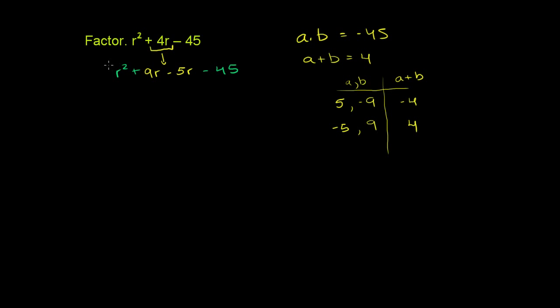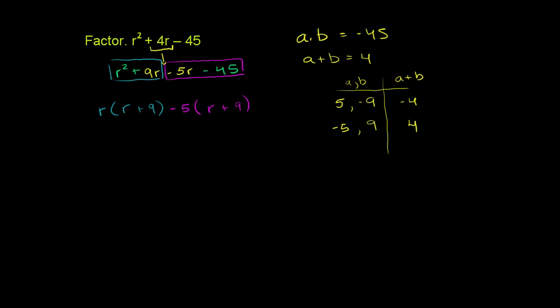So let's look at this first group right here. They both have the common factor of r. So let's factor out an r. This is equal to r times r squared divided by r is r. 9r divided by r is 9. So that's that first group. And the second group right here has a common factor of negative 5. So let's factor it out. Negative 5, negative 5r divided by negative 5 is just an r. Negative 45 divided by negative 5 is a 9.